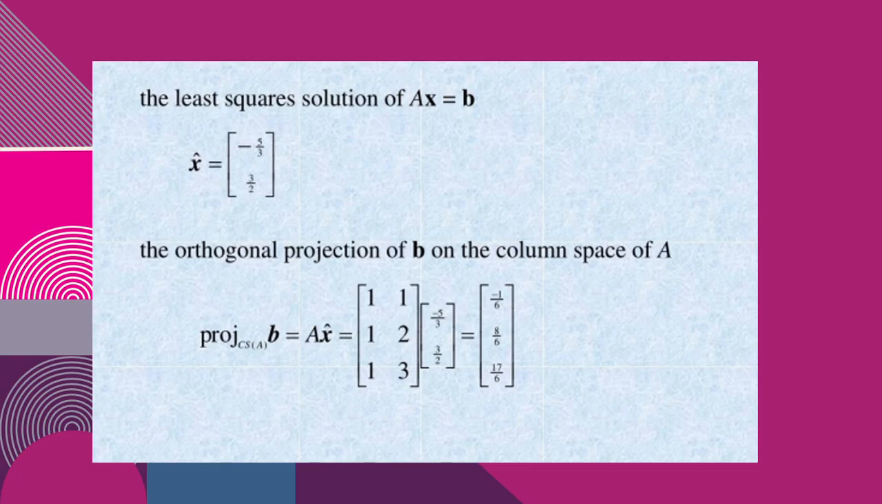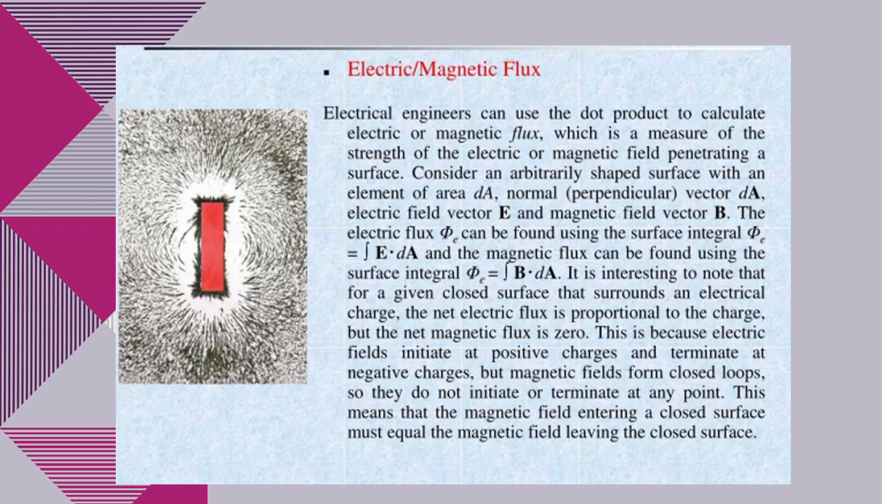x hat equals (-5/3, 3/2). This means the best fit values for c0 and c1 are -5/3 and 3/2. Finally, we find the orthogonal projection of B onto the column space of A. We simply multiply A by x hat, which gives us the vector (-1/6, 8/6, 17/6). This is the closest point in the column space of A to our original vector B, even though B itself cannot be exactly reached.